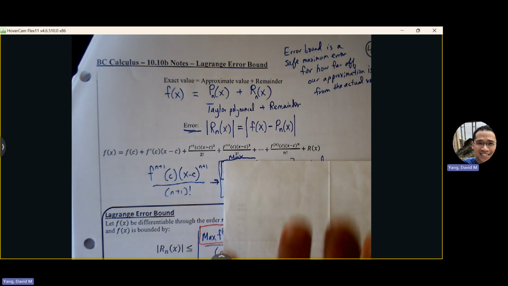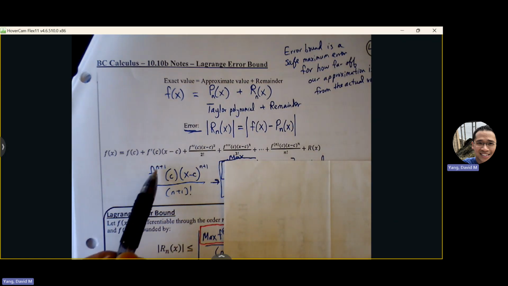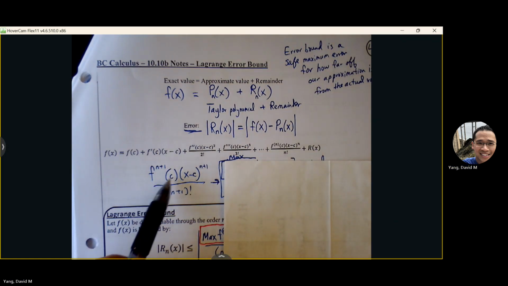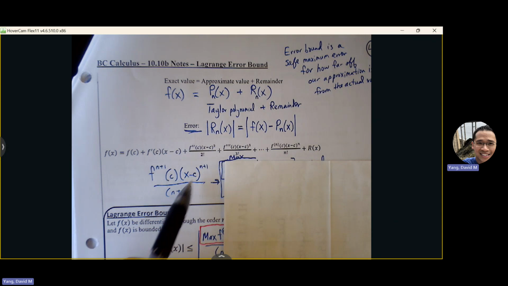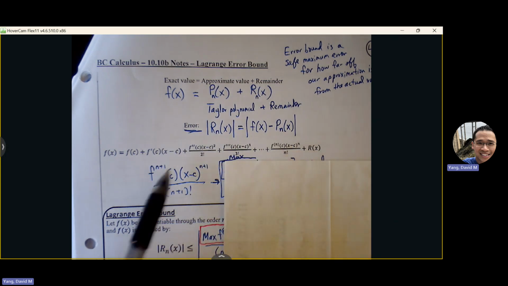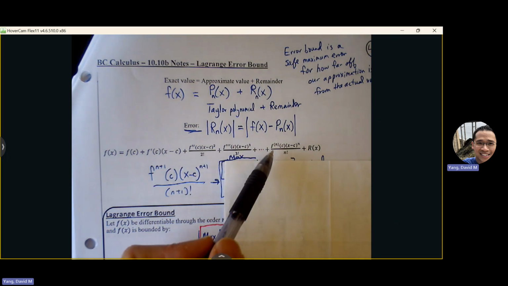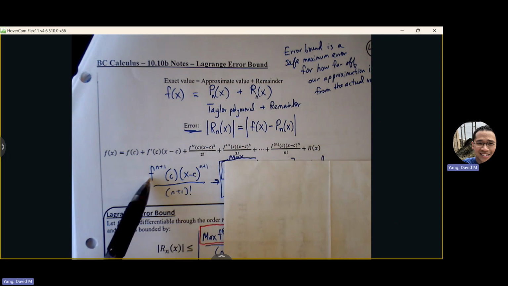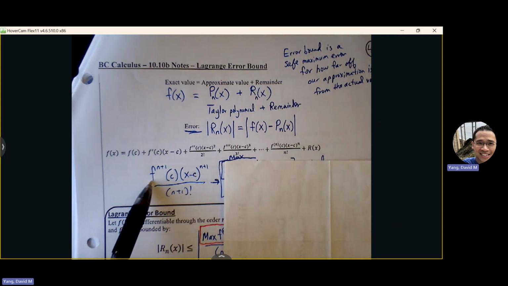We're going to find the n plus first derivative, evaluate at c, times x minus c to the n plus 1 over n plus 1 factorial. So we're basically involving the first unused term. If we're trying to approximate the 20th degree polynomial, we're going to use the 21st derivative value. If we're trying to evaluate the approximation of our 40th degree polynomial, then we'll use the 41st, the n plus first derivative.